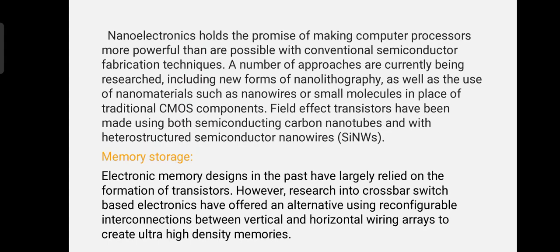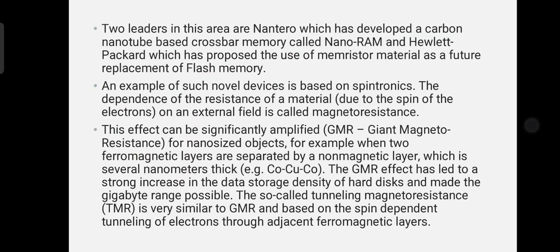However, research into crossbar switch based electronics has offered an alternative, using reconfigurable interconnections between vertical and horizontal wiring arrays to create ultra high density memories. Two leaders in this area are Nantero, which has developed a carbon nanotube based crossbar memory called NanoRAM, and Hewlett Packard, which has proposed the use of memristor material as a future replacement of flash memory.